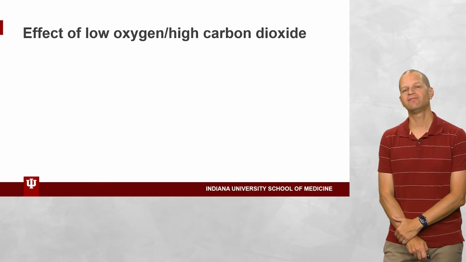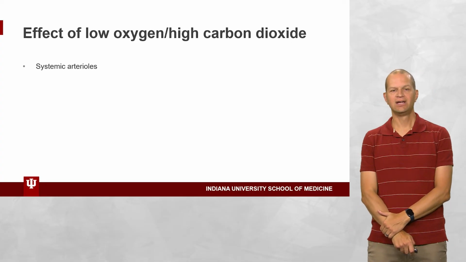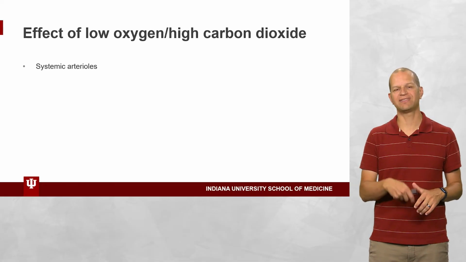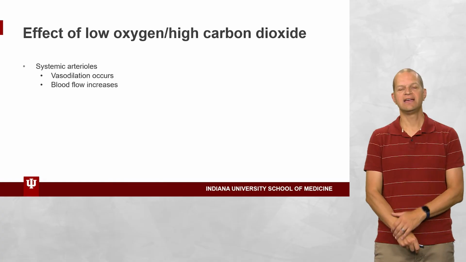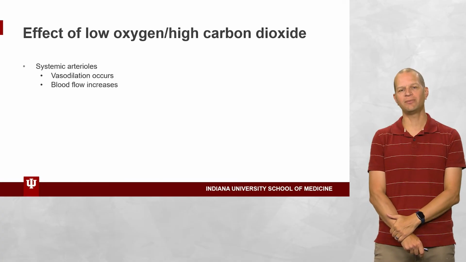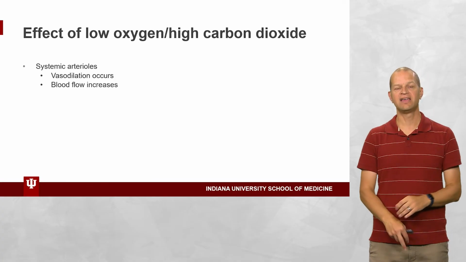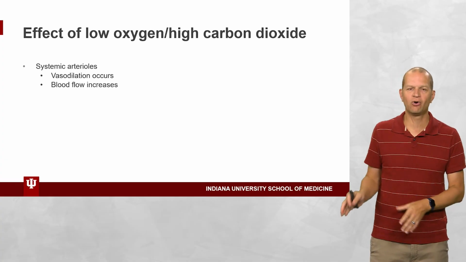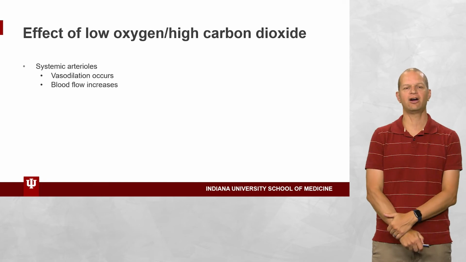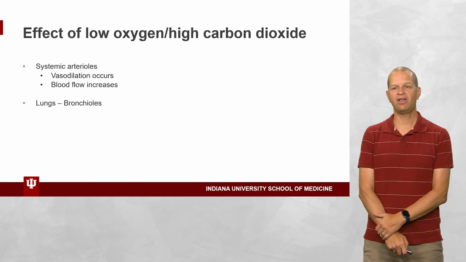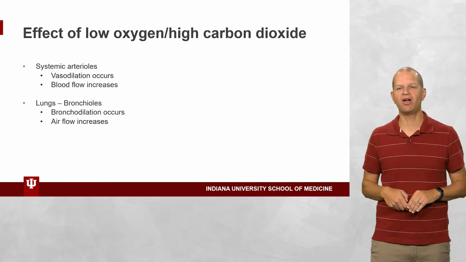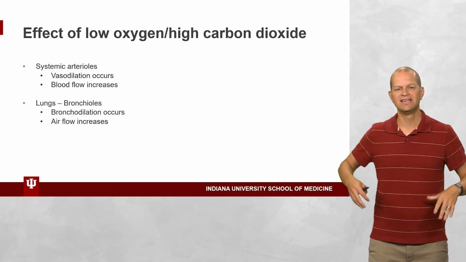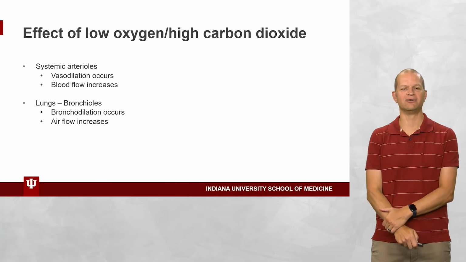So what happens if you have low oxygen or high carbon dioxide? Well, you've got your systemic arterioles, and these are the arterioles that link up with the capillaries in your tissues. If you have low oxygen and or high carbon dioxide in your systemic arterioles, they're going to vasodilate because you're trying to increase blood flow to get more oxygen in and to get rid of that carbon dioxide. In your lungs, your airways, specifically your bronchioles, will also dilate if you have low oxygen or high carbon dioxide to try and get more air in and out.